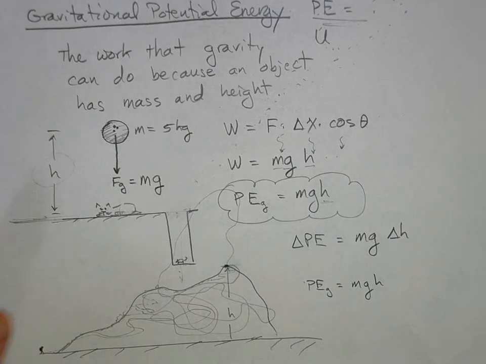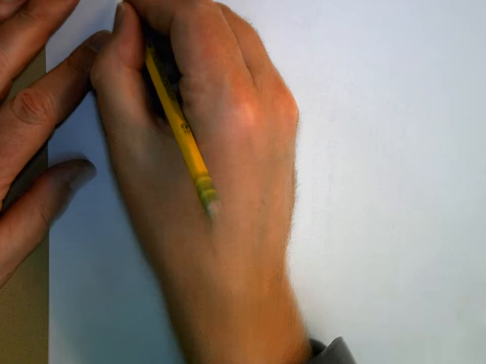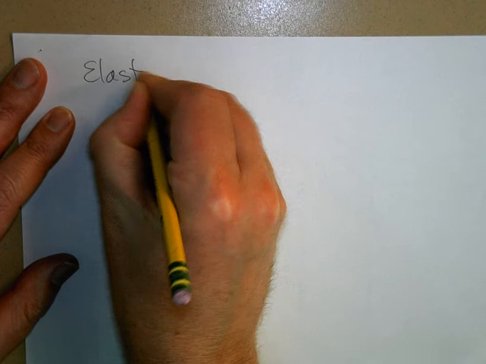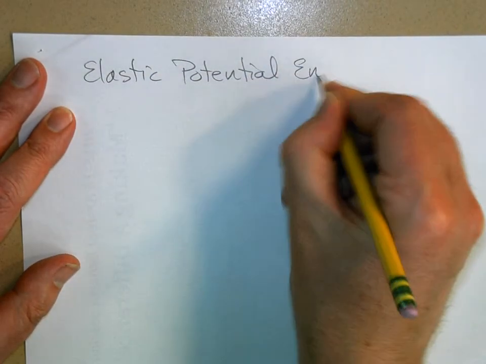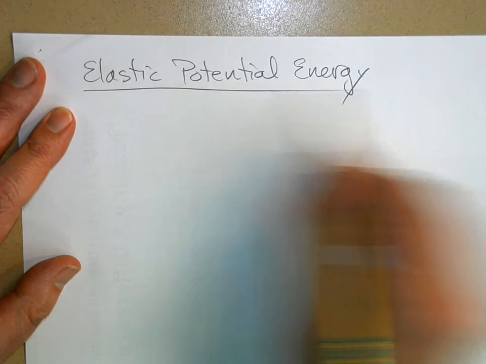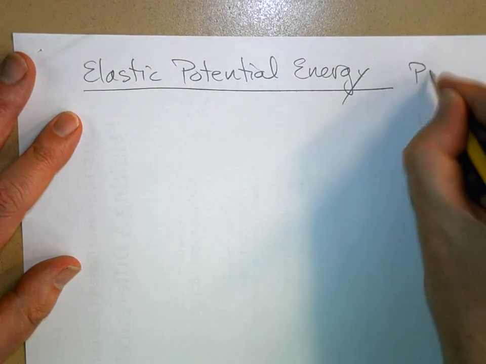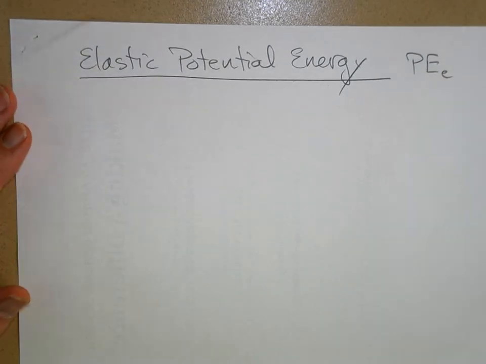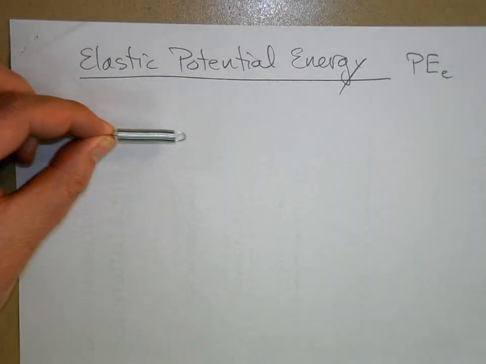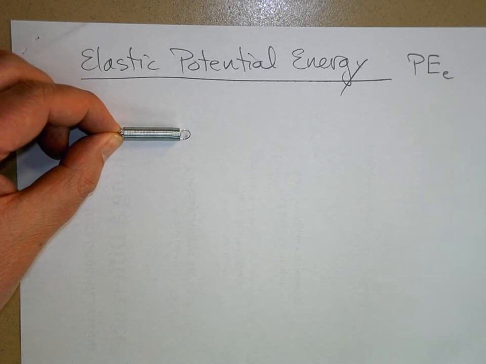Okay. Now we're going to get to elastic potential energy, and this is a little bit more complicated. I'm going to call this PE sub E, little e, for elastic. Well, this is the energy that I get. Here's a little spring, and I'm going to pull on this spring.